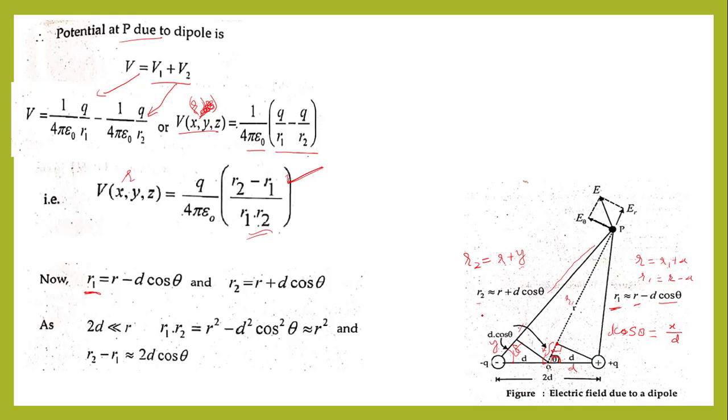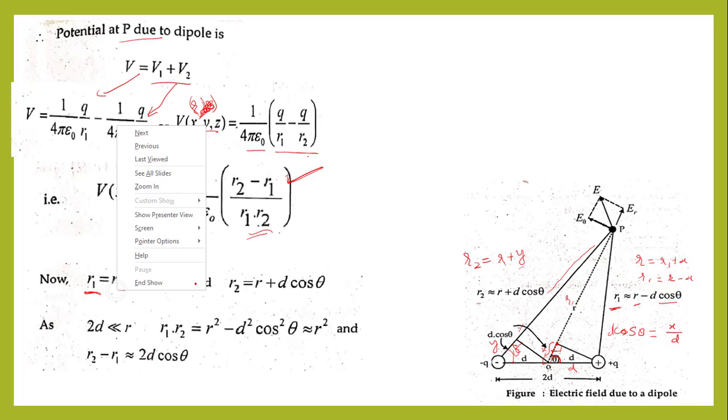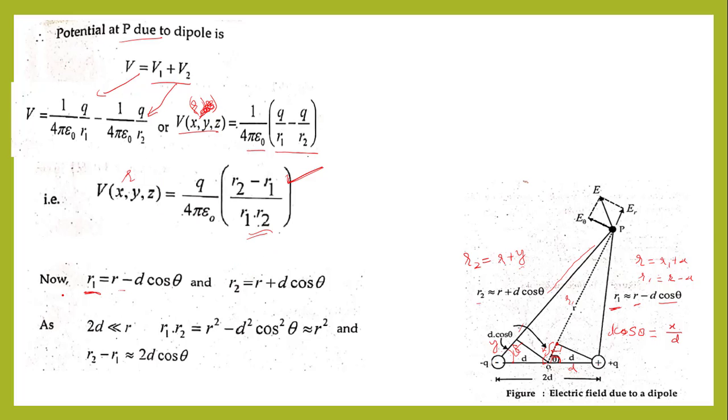You can do that, I hope you can do that, and from there I can write R1 is equal to R minus d cos theta, and R2 is equal to R plus d cos theta. Okay, so here we can substitute these values, and again this condition I have already pointed out: r is much smaller, that is, the separation between the charges of the dipole is much smaller than the distance of the point at which we are calculating the potential, right?